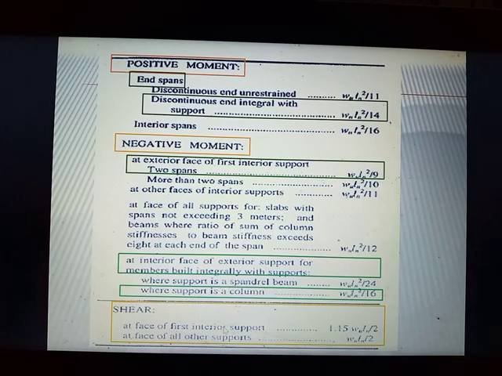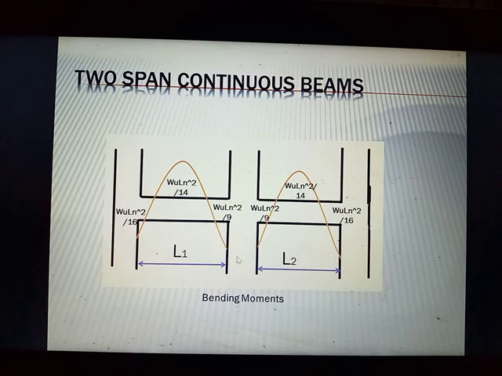And for shear, in all types of spans, continuous beams or non-continuous beams, this formula applies. At the face of the first interior support, we will use 1.15 Wu Ln over 2. And at the face of other supports, Wu Ln over 2. So this is it.